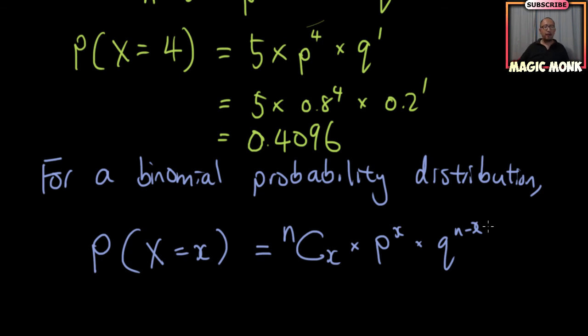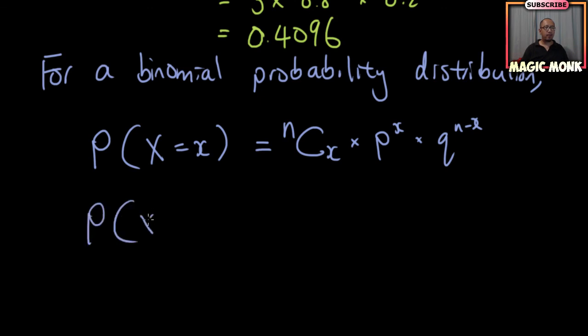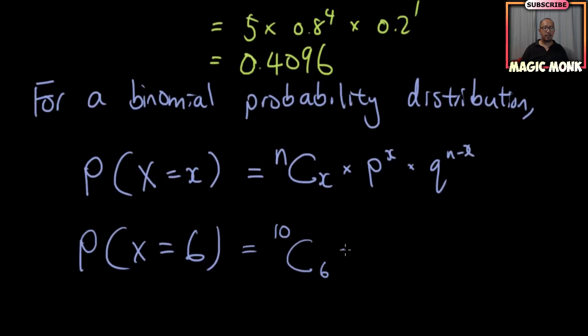So if I want to do, for example, the probability of getting, let's say, 6 successes out of 10 experiments, 10 trials, where X is 6, I have NC6 times P to the power of 6 times Q to the power of N minus X, or 10 minus 6, which is 4.